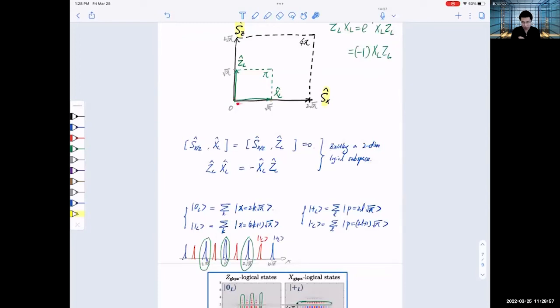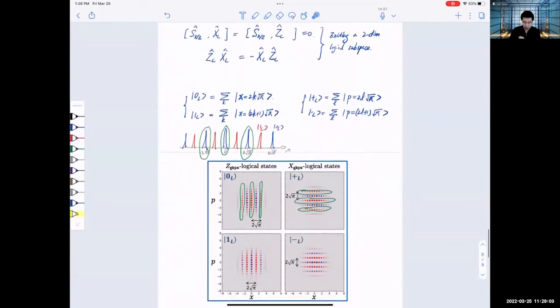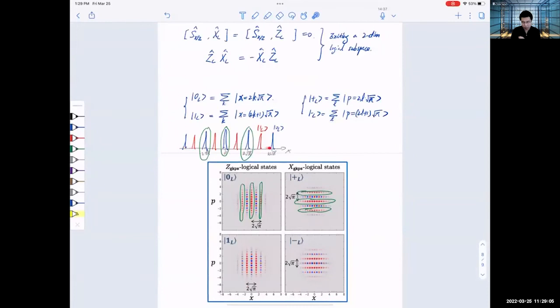When you do a shifting by root pi, you shift it by half a lattice. And so that's kind of how we're going to function. This is along the projection of the x-axis, and this is a 2D function, how it looks like. So logical x and logical 0, logical 1.